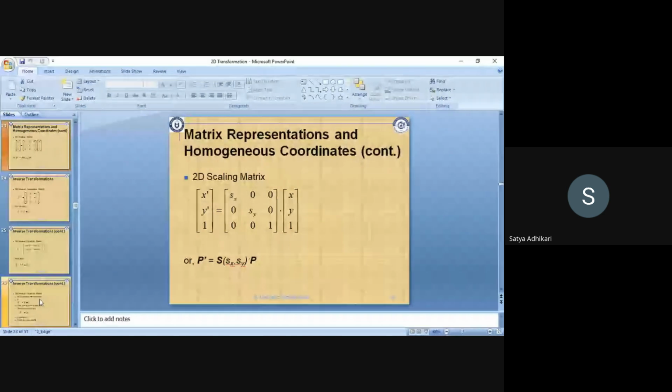So the inverse translation we will discuss in the next class. I think I have not sent this transformation matrix to you, so I will send the translation matrix today. Please wait, I have to take a snapshot.